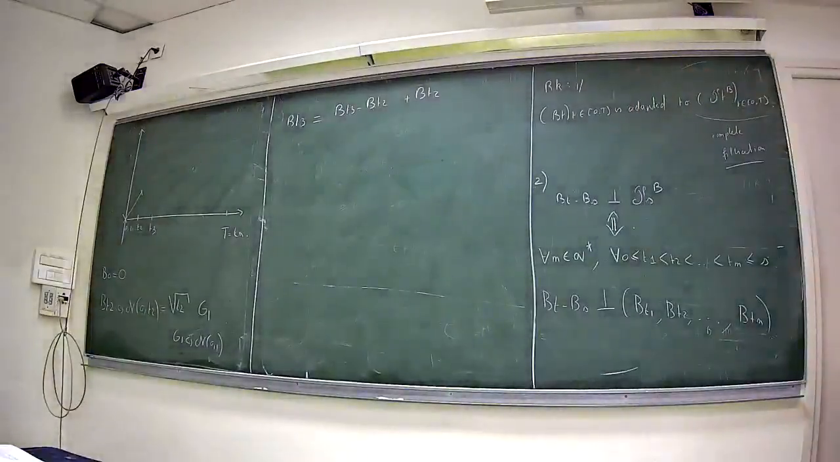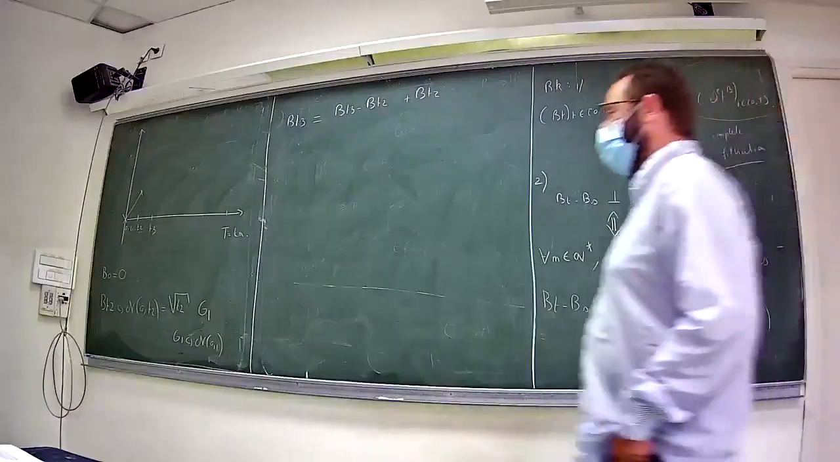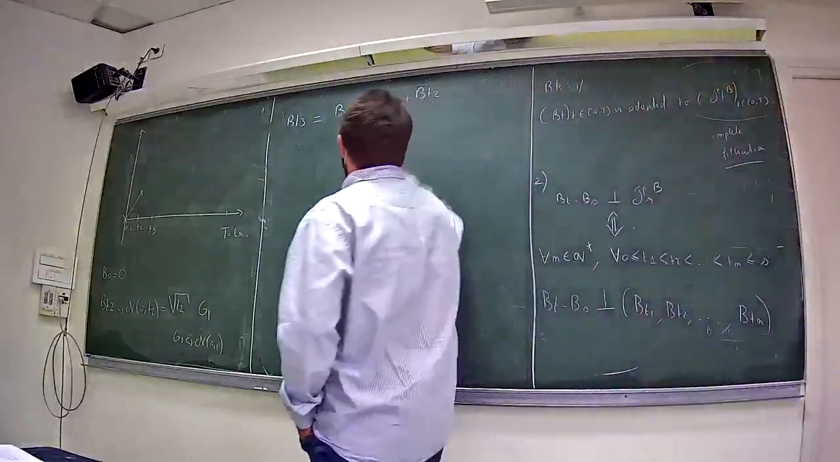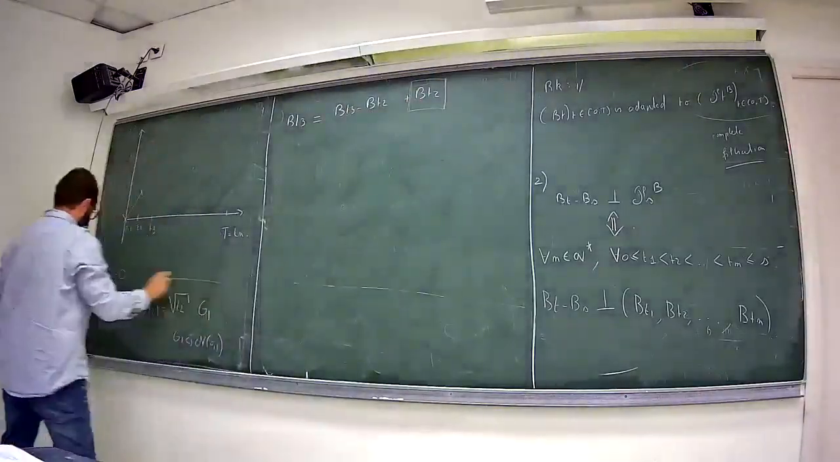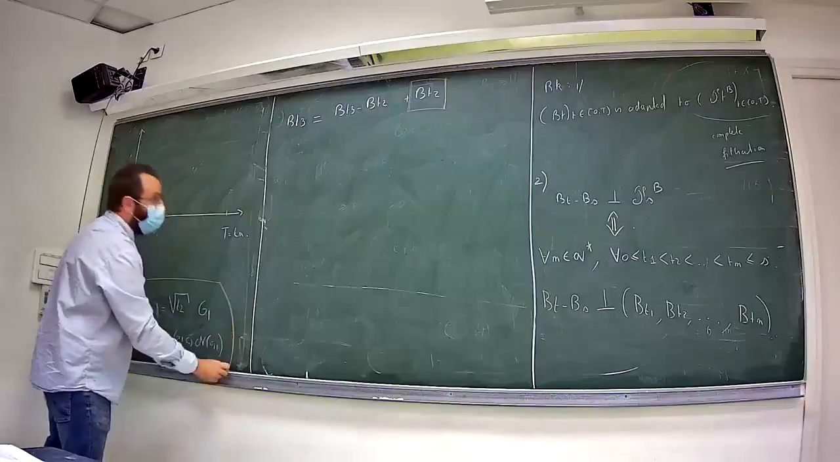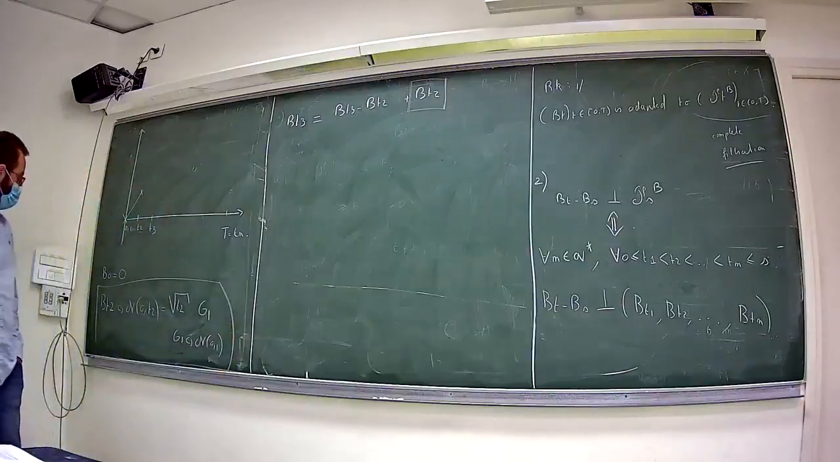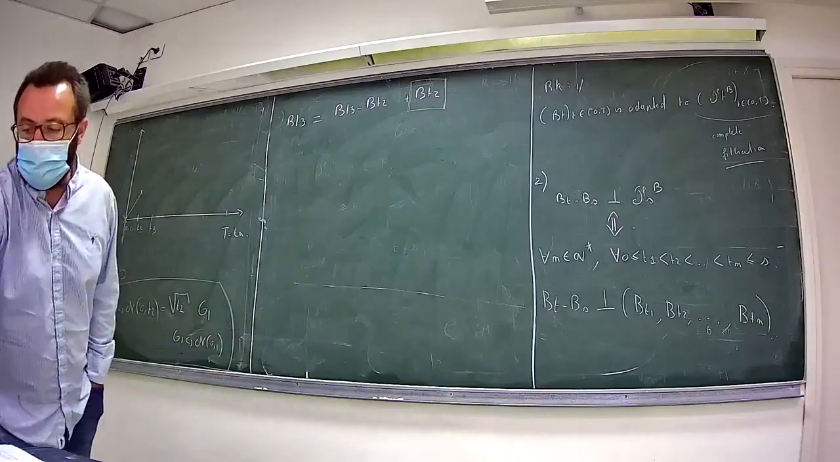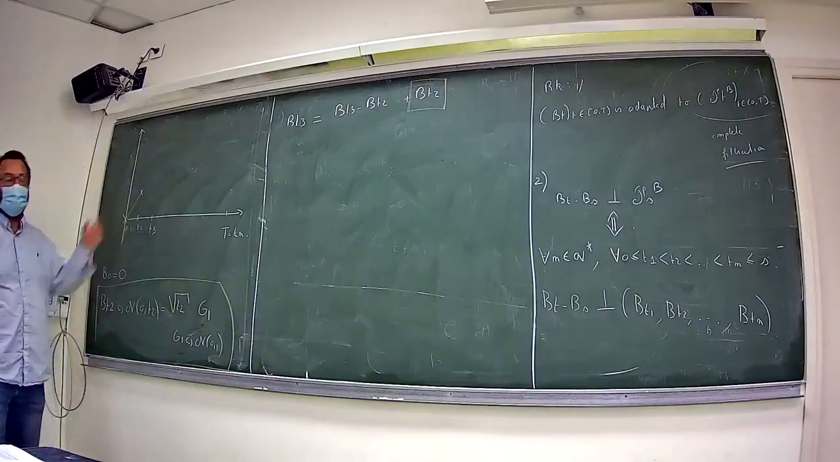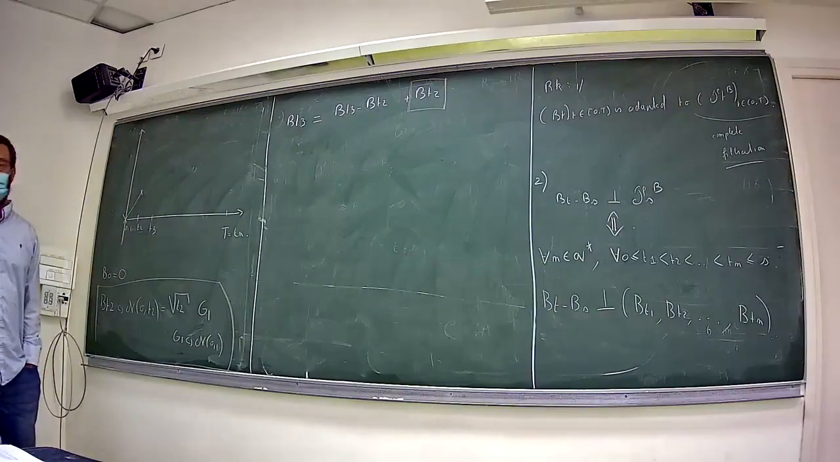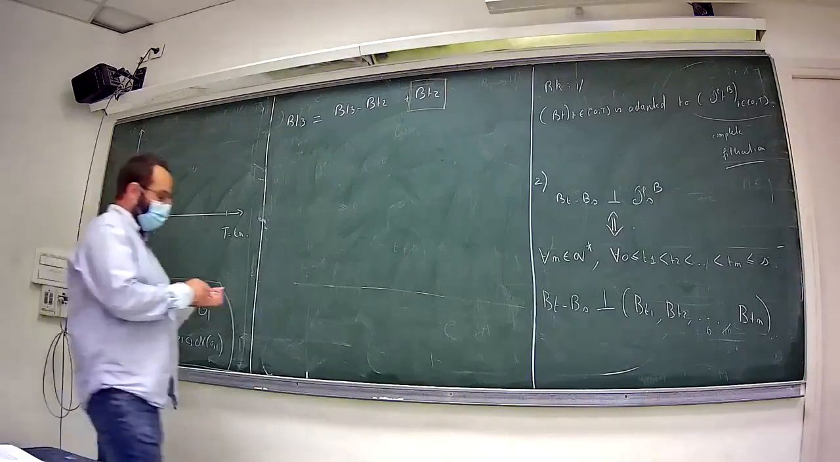Why do I do this? First, because I know BT2. BT2 is known from the previous step. I know BT2 and I obtain it from this step here. Okay? I know where BT2 is. And so if I want to generate BT3, I have to generate this one.